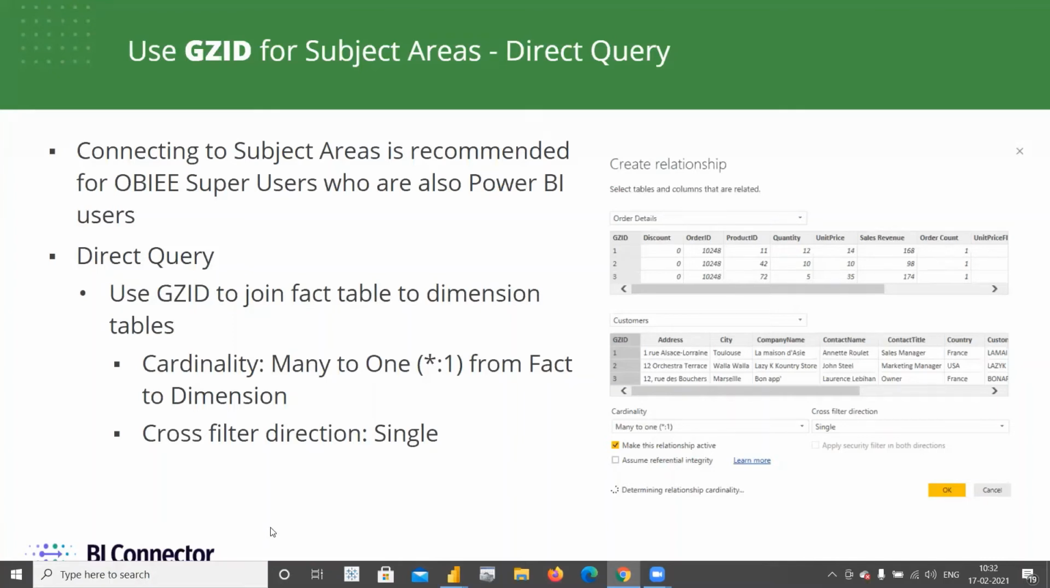Yeah. So all you have to do is join the GCID from the fact table to the dimension table. You have to repeat the steps for each of the tables, and you have to ensure the cardinality is set as many to one and the cross filter direction is single. That's it. Now let's see them in action so you'll get familiar.